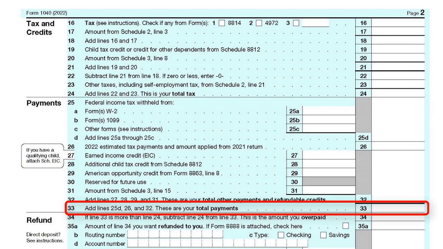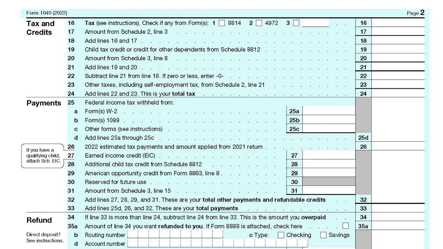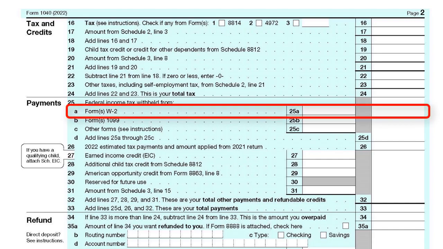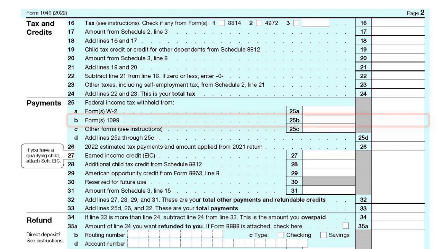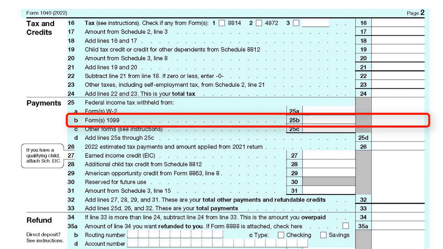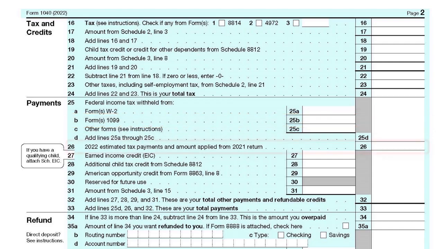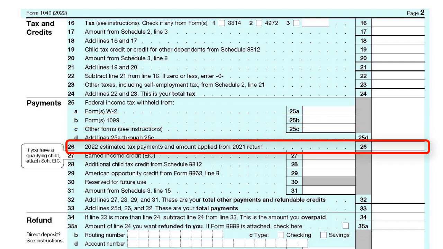Line 33 is where it adds up the total payments, but these payments could come from a variety of ways. If you're a W-2 employee, it's the income tax that was withheld from your paycheck. If you're on Social Security, you may have elected to have Social Security tax withheld from your benefit. If you take money out of an IRA, you can elect to have taxes withheld on your behalf there, or estimated payments too. I want to mention that if you're making quarterly estimated payments.